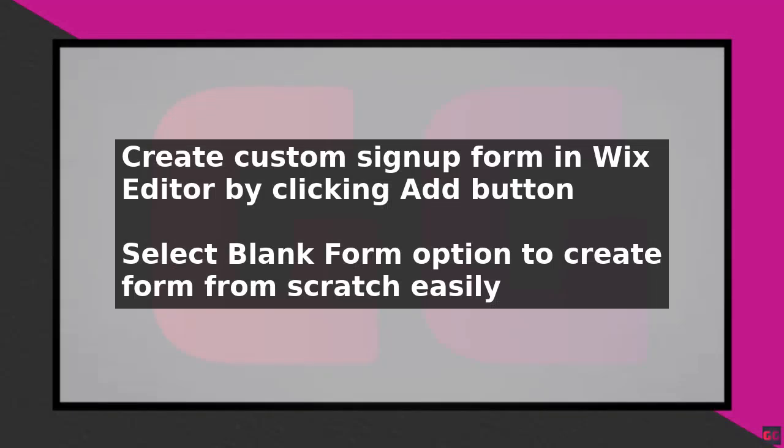To add a registration form to Wix, you need to create a custom sign-up or registration form. Start by logging into your Wix account and navigating to the Wix editor. Click on the Add button on the top bar and select More from the drop-down menu.